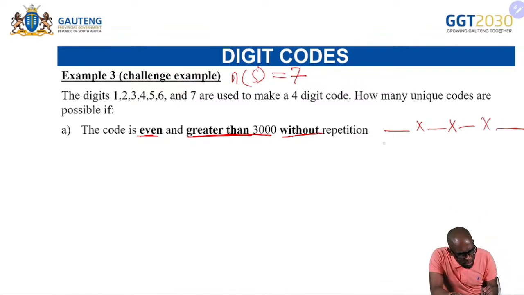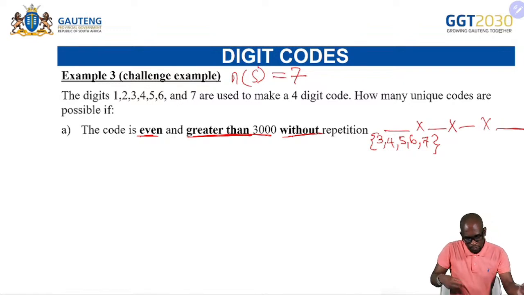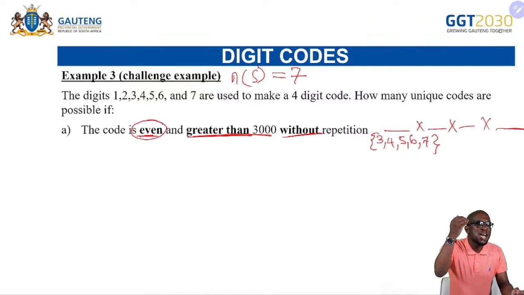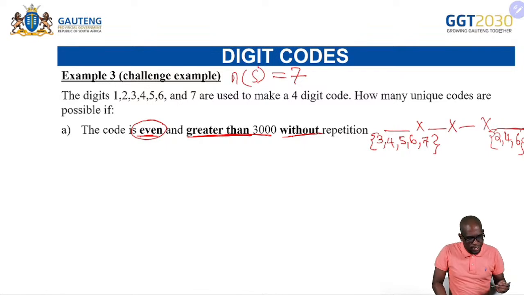For the first digit, we can have numbers that start from 3, so this is 3, 4, 5, 6, and 7. All these numbers are going to give us codes that are greater than 3,000. Now, since the code should be even, the last position should contain an even number. In this case, the even numbers that are available at our disposal are 2, 4, as well as 6.